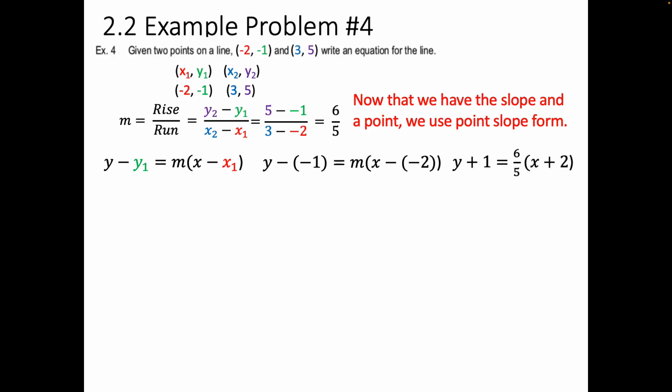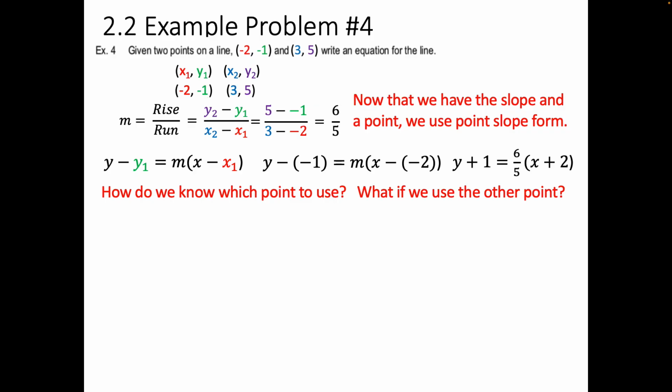Okay, so step 1 was to find the slope, and once we had the slope, we picked a point and did it. But at this point, you may be asking, well, how do we know which point to use? Mr. Hayes, you chose x1, y1. But if I had labeled them differently and called 3, 5, x1, y1, I would have gotten a different equation. So let's find out. Let's do that. What if we use the other point, 3, 5? So if I take this same equation, except now I'm plugging in 3 and 5, I end up with a different equation. y minus 5 equals 6/5 times x minus 3.